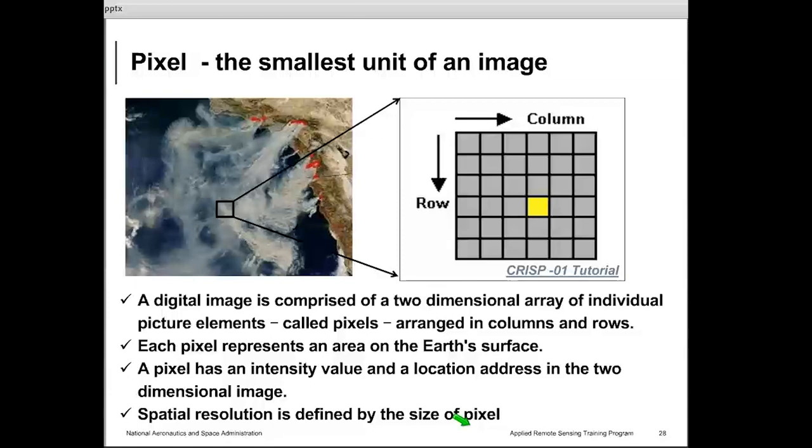This is more of a technical definition, but essentially, each of these pixels represents a certain area on the surface of the Earth. Each pixel has an intensity value and a location address in terms of latitude and longitude in this two-dimensional image. The spatial resolution of any satellite or any image is defined by the size of this pixel. So this pixel size could be in centimeters, meters, or kilometers, depending on what satellite we are looking at.